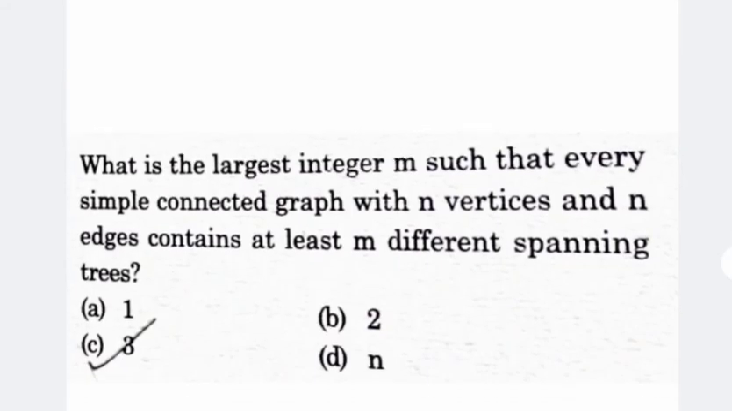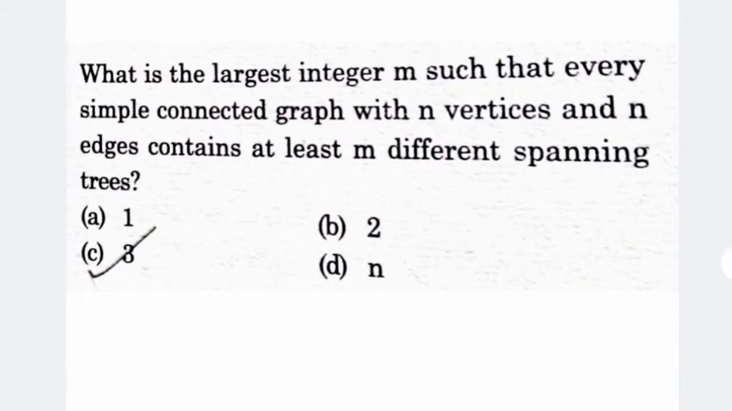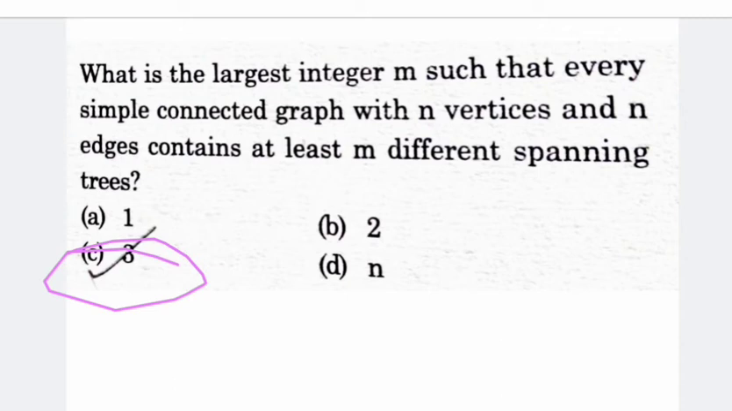Now come to the next question. What is the largest integer m such that every simple connected graph with n vertices and n edges contains at least m different spanning trees? Here we say that at least 3 is needed to form a spanning tree. So option C is your correct answer. Now come to the next question.